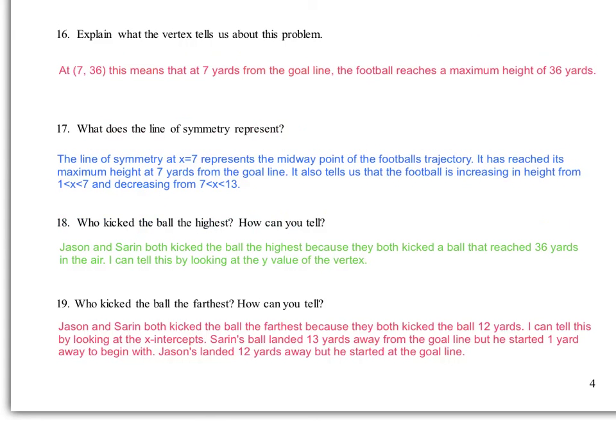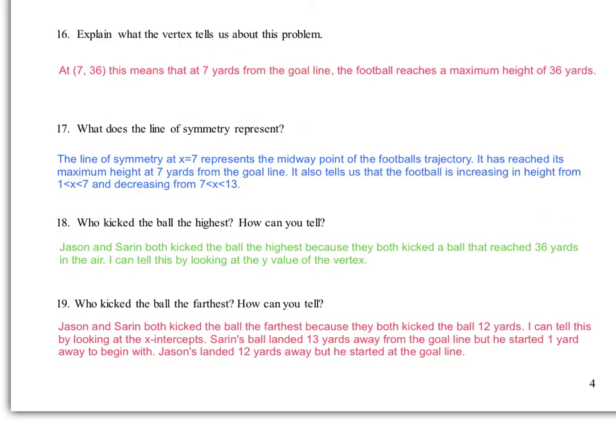Finally, we have our last two questions. Who kicked the ball the highest and how can you tell? Well, if you look back, because we're talking about the height of the ball, we'll be looking at the vertex. And Jason and Saren both kicked the ball the highest because they both kicked a ball that reached 36 yards in the air. I can tell this by looking at the y value of the vertex. Jason and Saren both had the same y value of 36, and it was higher than Marco's, who had a height of 16 yards.